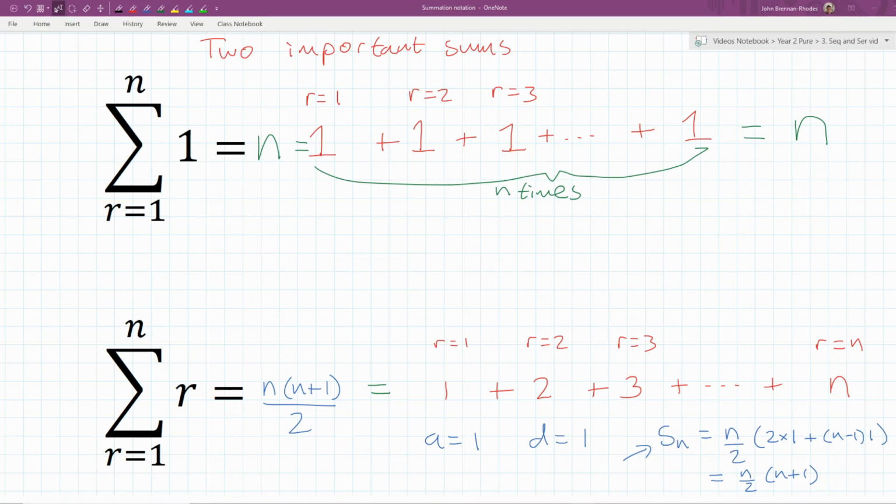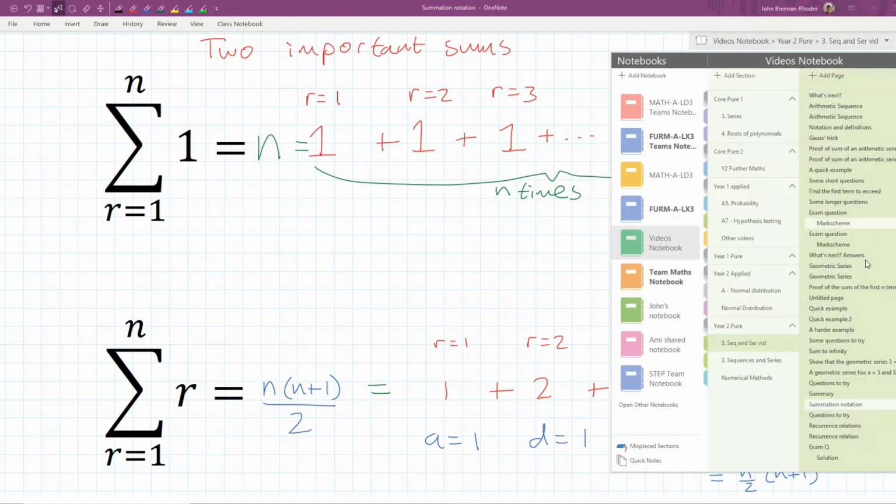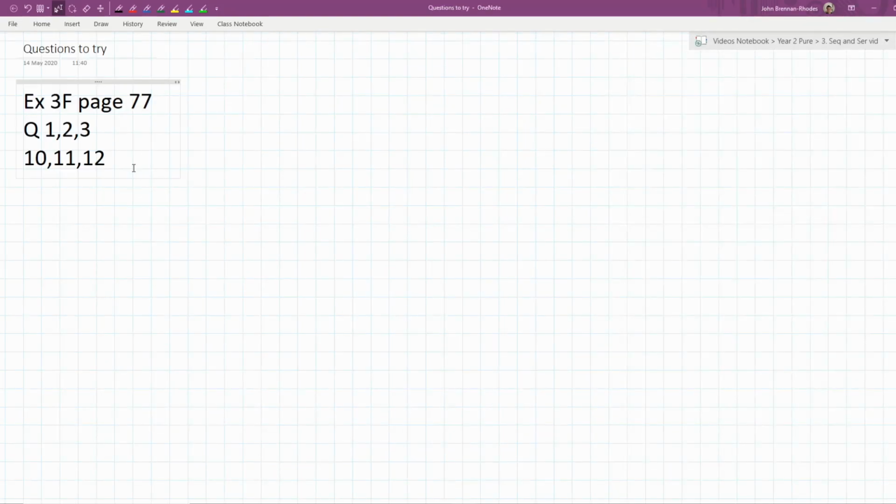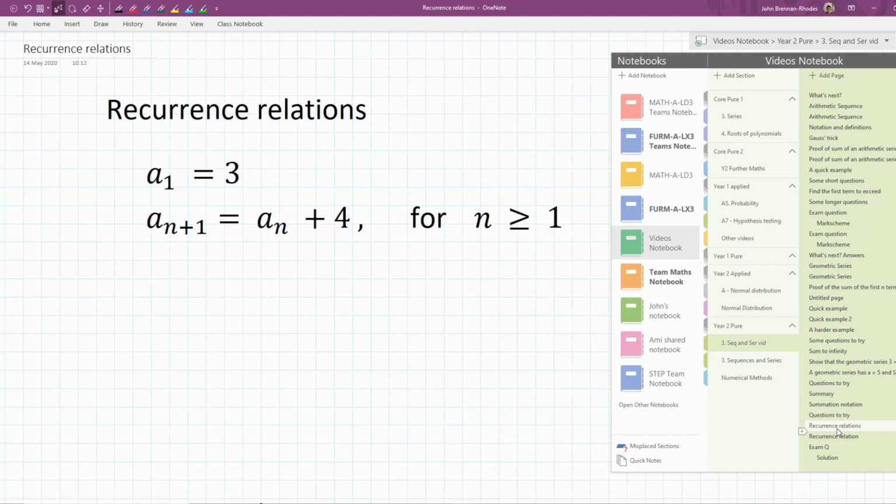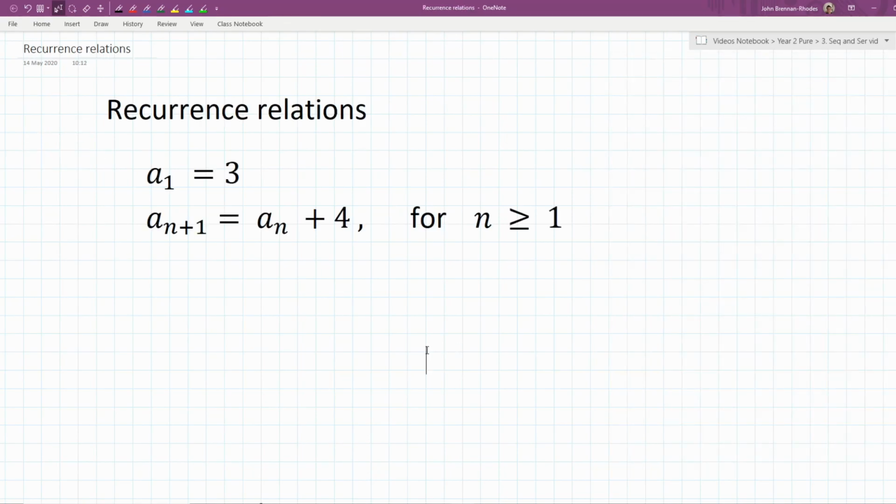Okay, I'm actually going to say to you at this point that you could try some of the questions on summation notation right now. You could do some questions on sigma notation right now. That is exercise 3F. However, I'm going to carry on in this video and do recurrence relations as well, and you could do all of the questions all at once. I'm also going to go through an exam question that covers both. So I'm going to go on to recurrence relations.